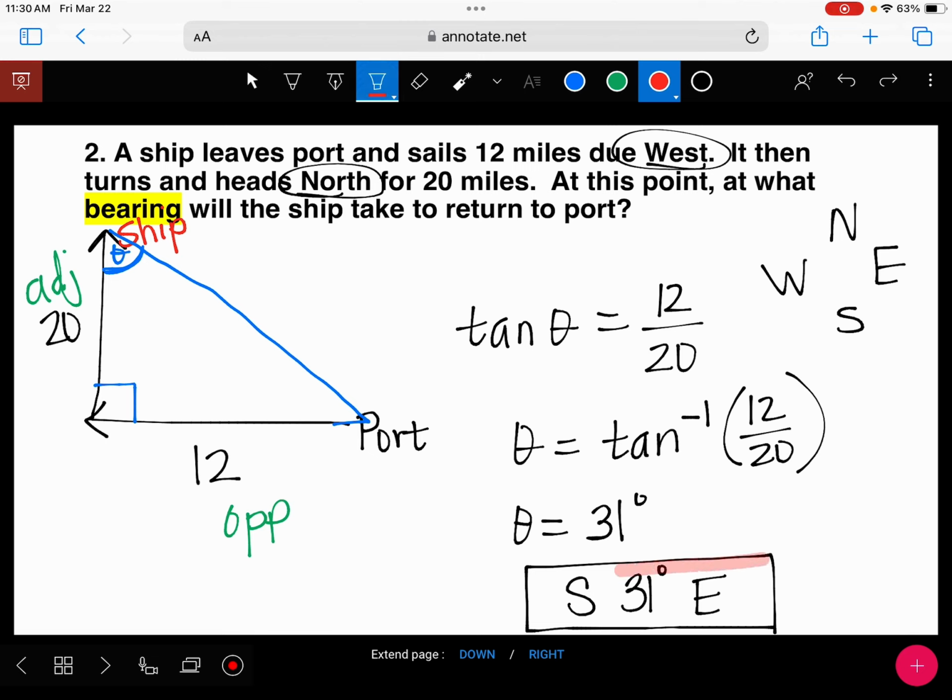Yes. So when we're finding the south or east, since the angle is starting up there in the northwest, it's just going to be the opposite directly. So if you look at it this way, this is my ship. If you think about the never eat soggy waffles, it's heading this direction, which is southeast. So the ship is coming southeast to head back to the port.